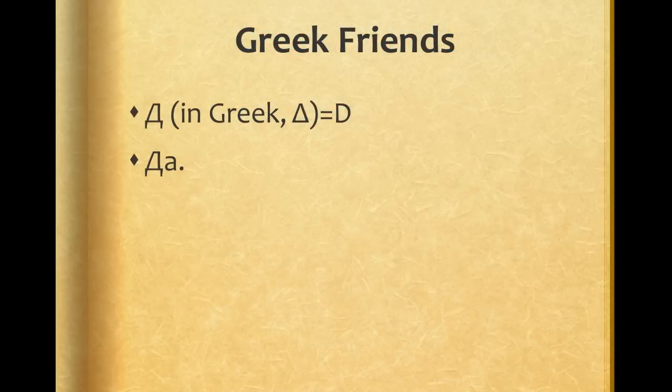Okay? Here's another Greek friend. So in Greek, this would be delta. And in Russian, it's a D sound. It looks a little bit different than the Greek version. See, the Greek version is just a triangle, and the Russian version sort of has these little legs on it. So practice reading this first one. Da. Good. This means yes in Russian. How about this one?